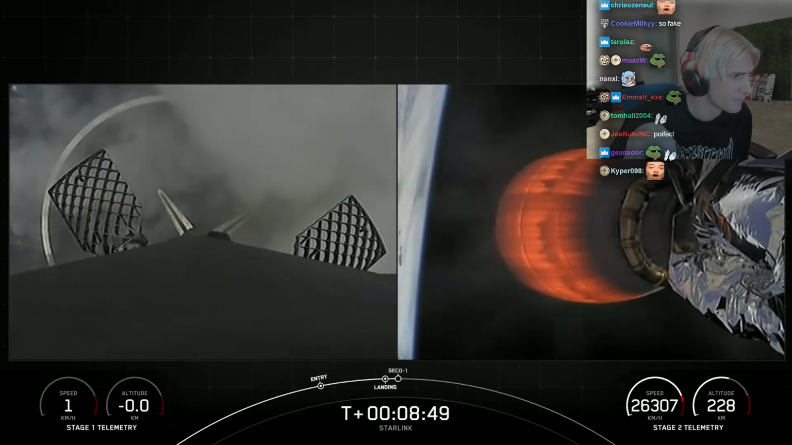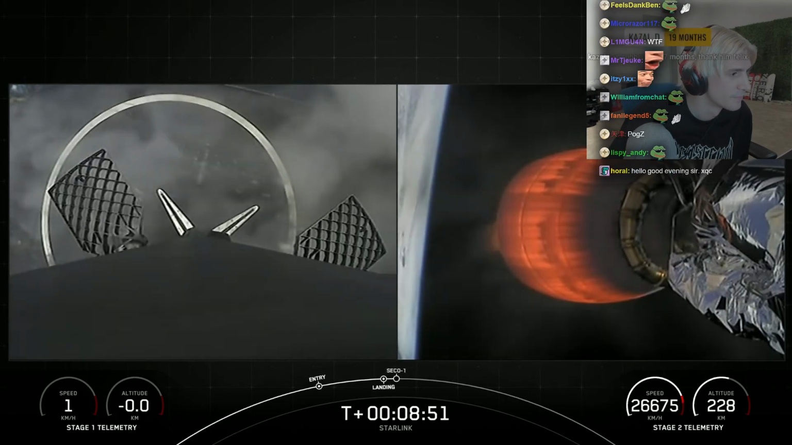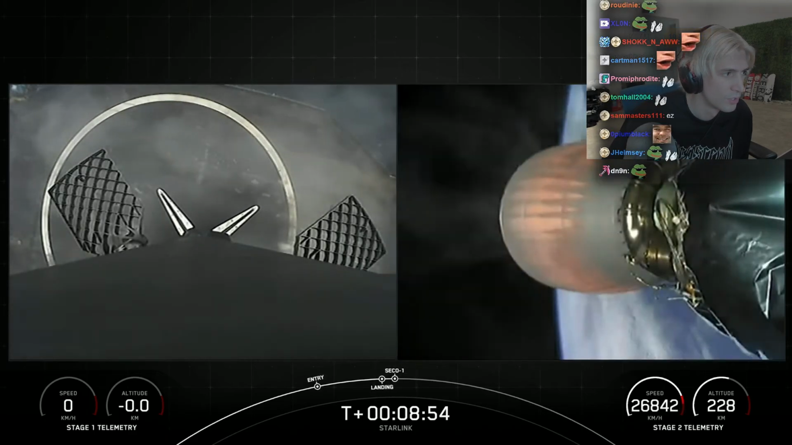And if you can hear that cheering, everyone here at Hawthorne is very excited. This Falcon 9 first stage is now successfully launched and landed for its 12th time.